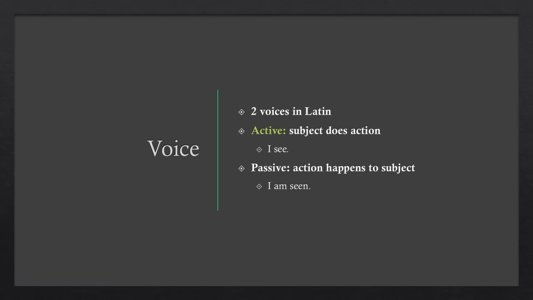Voice indicates whether an action is being done by the subject or the action is being done to the subject. If a verb is active, that means the subject is doing the action. If a verb is passive, that means the action is being done to the subject. For now, we only know the active voice.